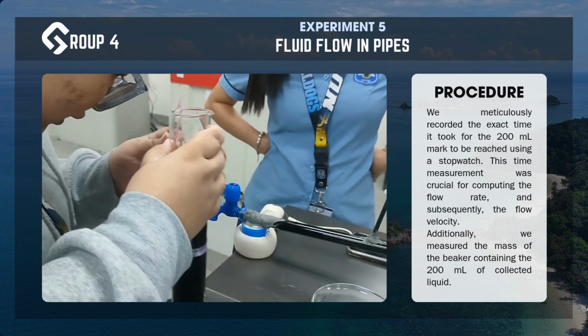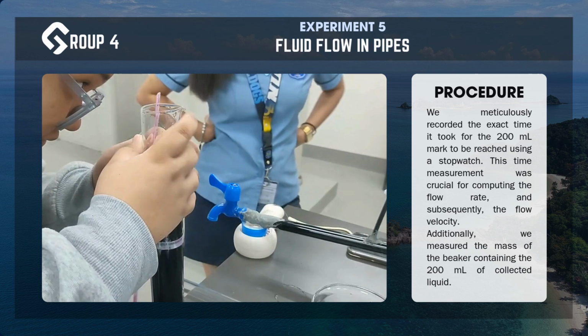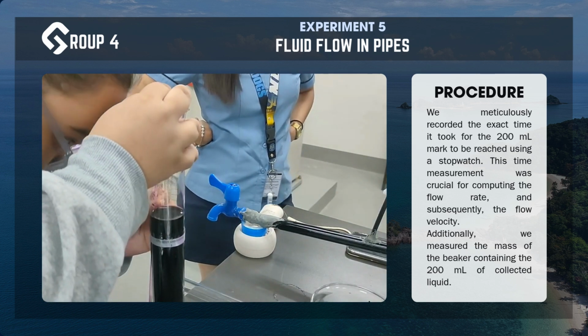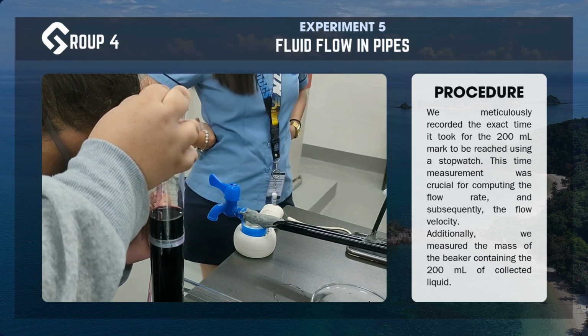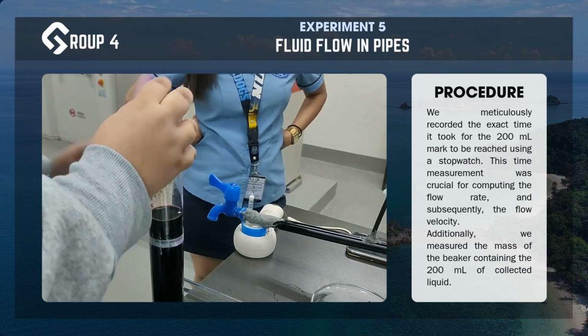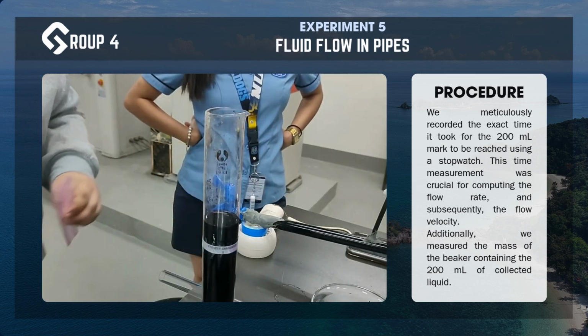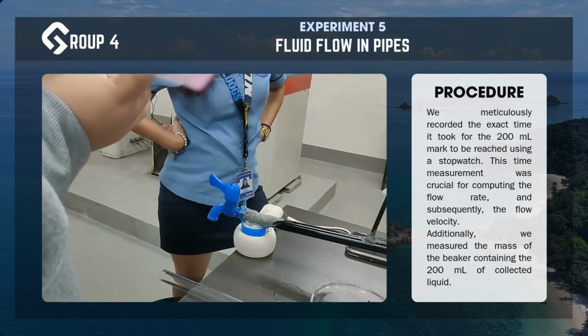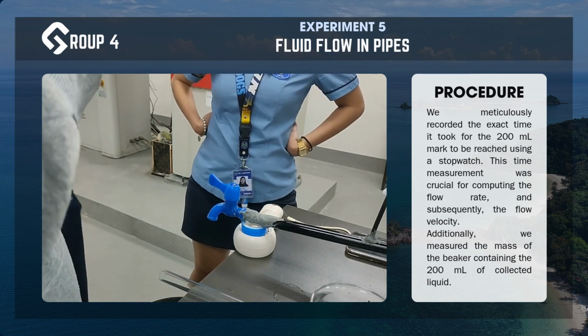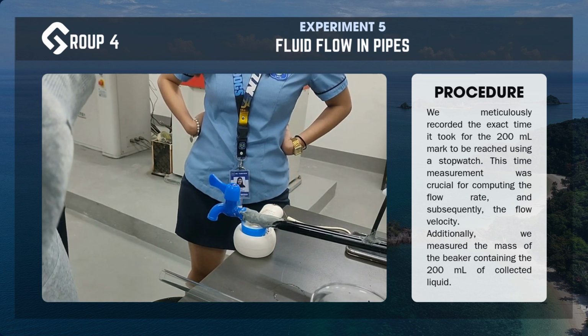We meticulously recorded the exact time it took for the 200 ml mark to be reached using a stopwatch. This time measurement was crucial for computing the flow rate and subsequently the flow velocity. Additionally, we measured the mass of the vessel containing the 200 ml of collected liquid.